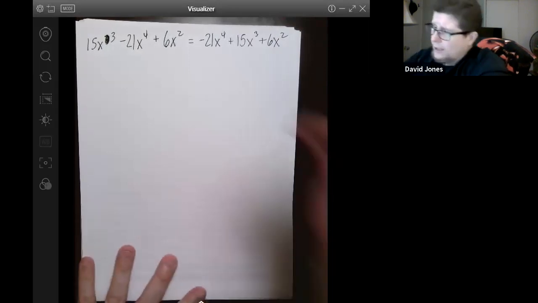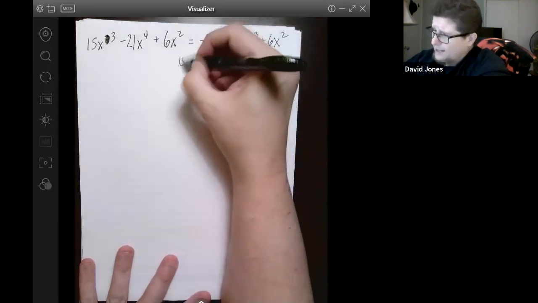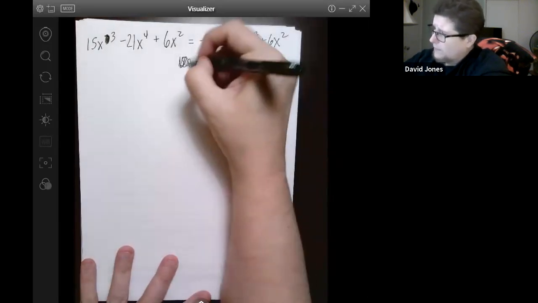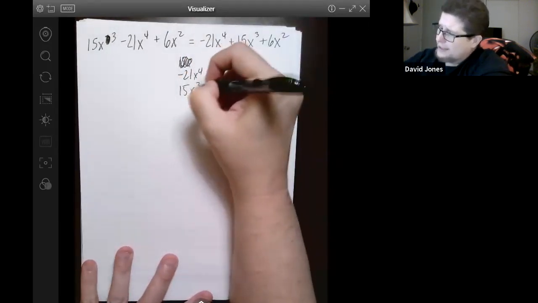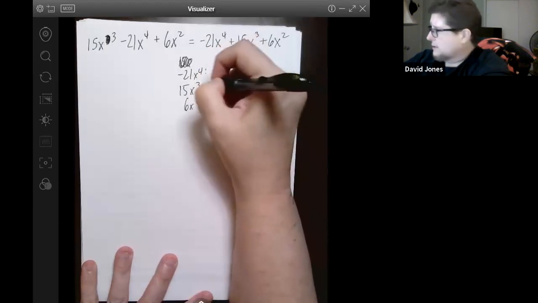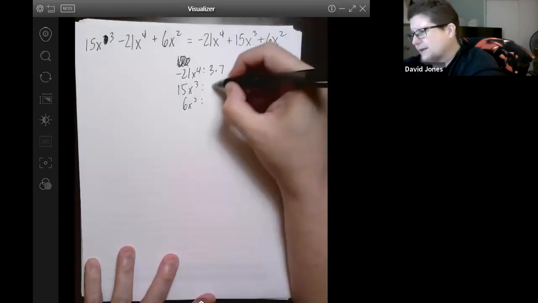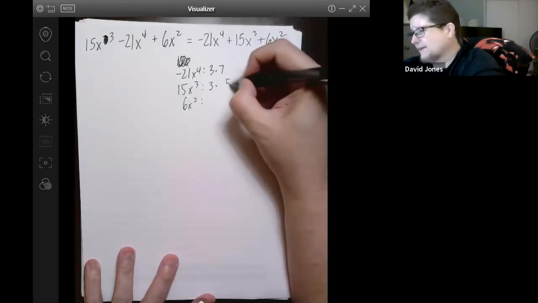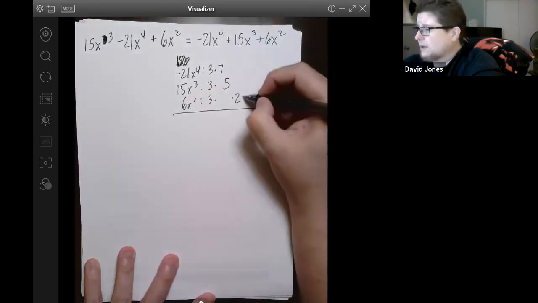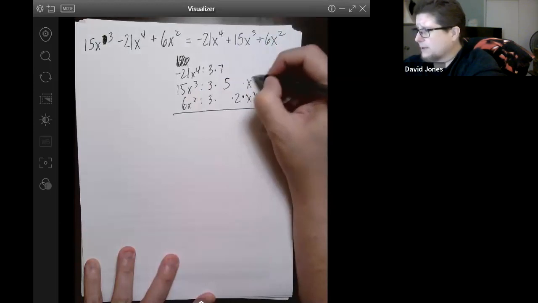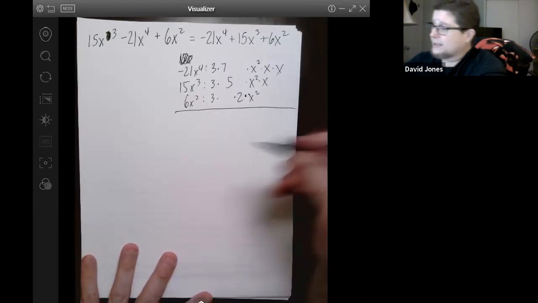Okay, so I'm going to assume you paused and worked on it. Let's see what we got. 15x, negative 21x to the 4th, 15x cubed, 6x squared. This is 3 times 7. 15 is 3 times 5. And 6 is 3 times 2. They all have an x squared. And that needs another x, and that needs another 2 x's.